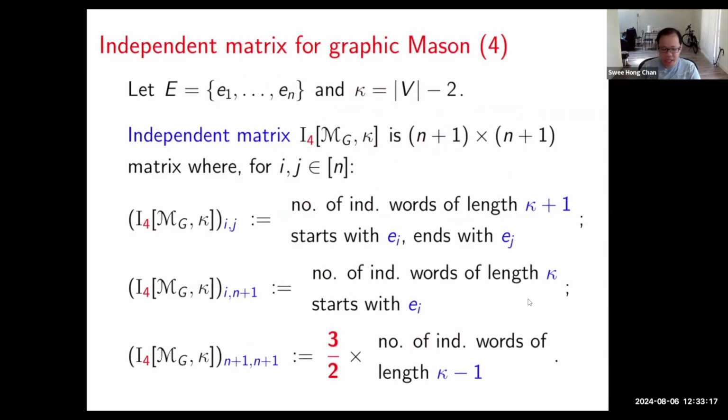The result of doing that is what I call the independent matrix for the matrix I4. Again, it comes from I2. The definition is the same as before, except that now, for the last entry here, rather than putting k factorial and n minus k factorial, I just put the number 3 over 2. This 3 over 2 will be greater than the improvement for Mason 3.